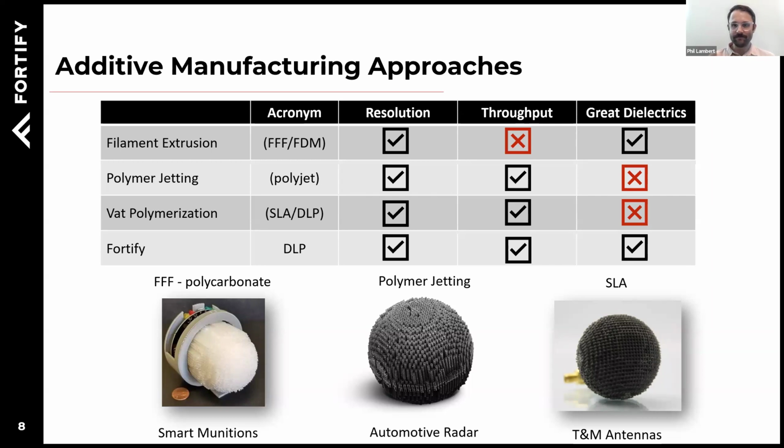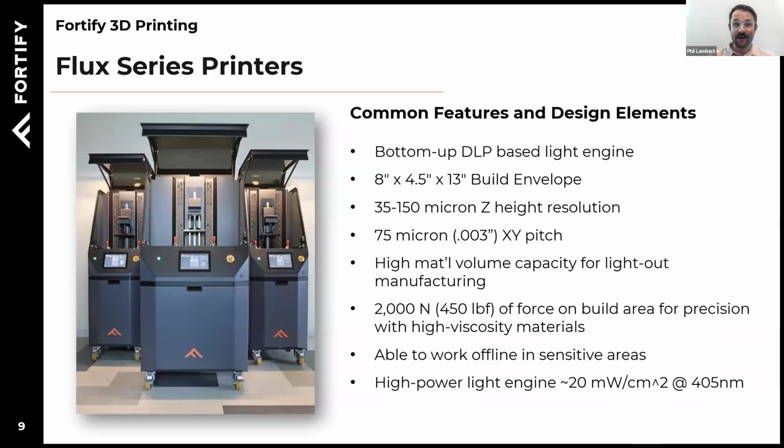You can move on, Daniel. And we do this on the back of a digital light processing 3D printer that we developed in-house at Fortify. So this is a type of 3D printer that's bottom-up DLP, which means that the light engine is exposing UV light from the bottom into the vat of photopolymer resin. The build volume is about the size of a shoebox, the common shoebox, 8 by 4.5 by 13 inches.